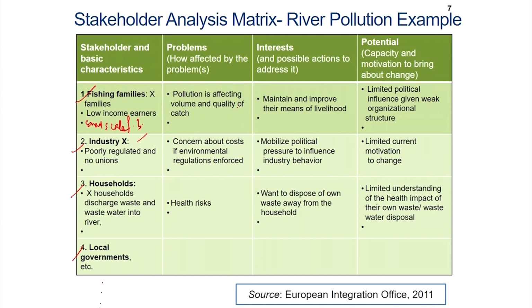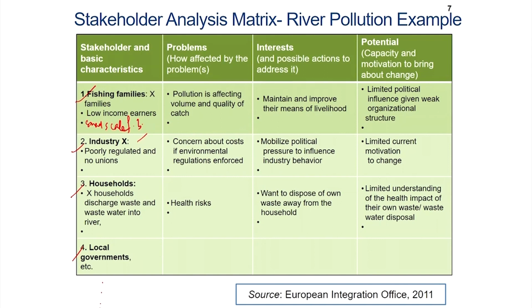Now, if you look at the column on problems, the next question is with regard to what problems the stakeholders are facing. With regard to the fishing families, the problem is, let us say, pollution is affecting the volume and quality of catch. Similarly, if we are looking at small scale family businesses, maybe the problem that they are facing is with regard to the health of the family, or family health is suffering.